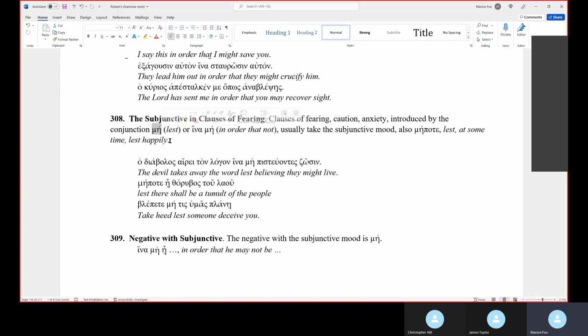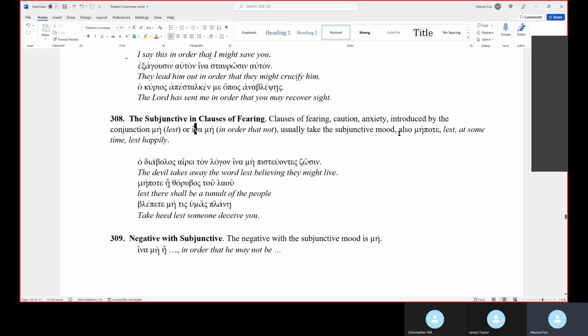Now, the other moods are subjunctive, which we're studying here, imperative, which you figured out that we've got an imperative mood, and then the optative mood. Those will be your other three moods, okay? And so hina mē, in order that not, usually takes the subjunctive mood. It could take some of the other moods, but they usually take the subjunctive. It's kind of a key for the subjunctive, but it can go with the optative.